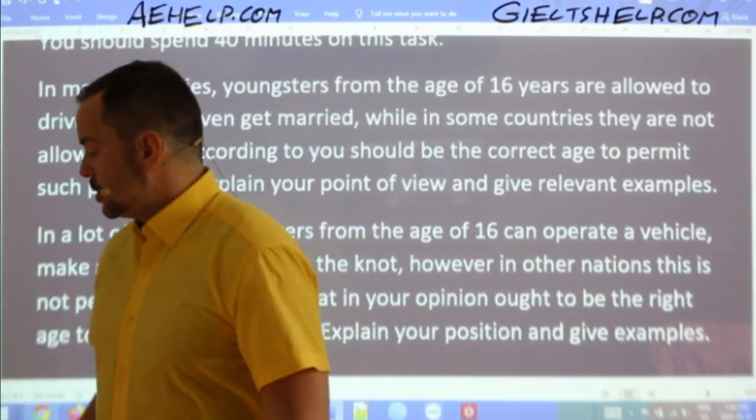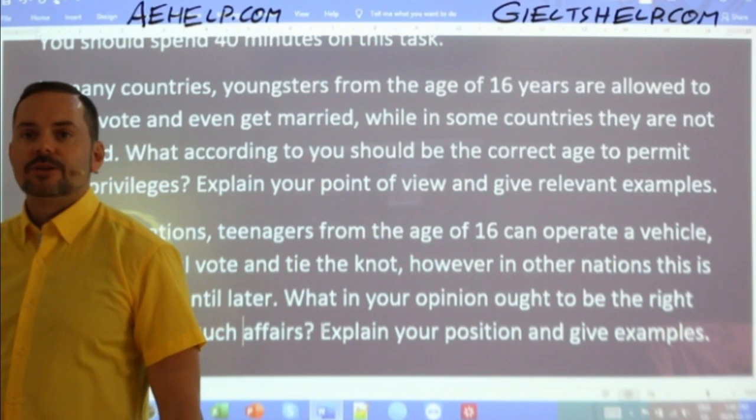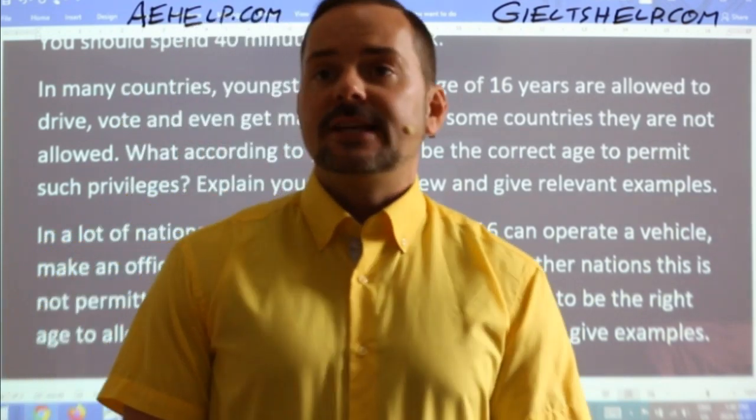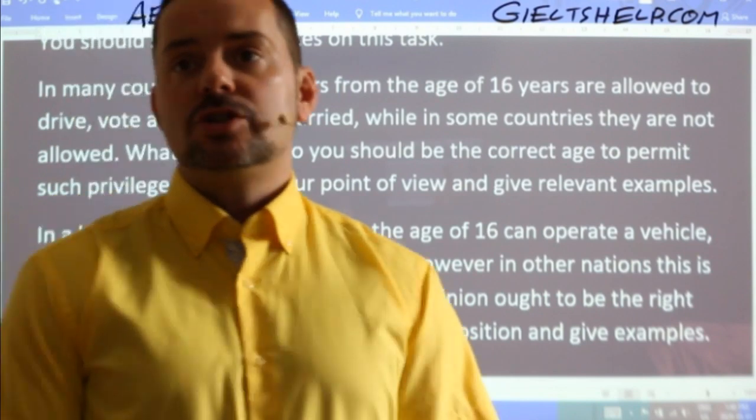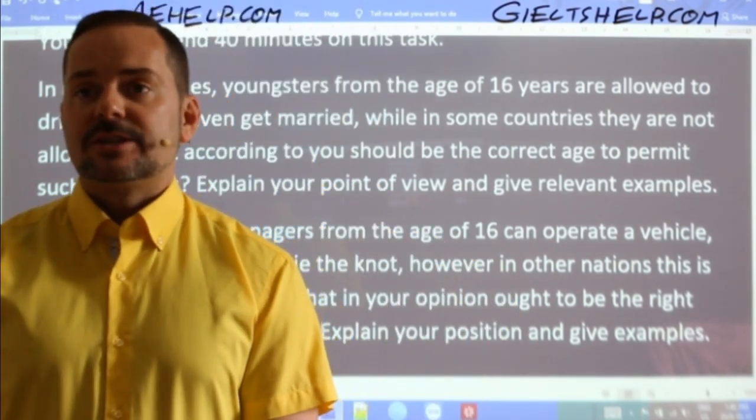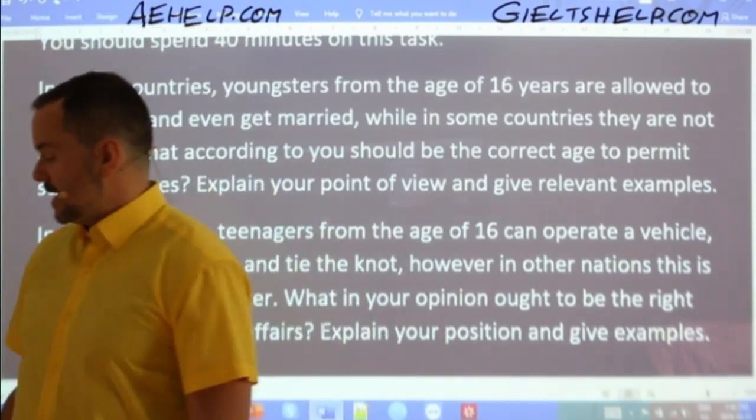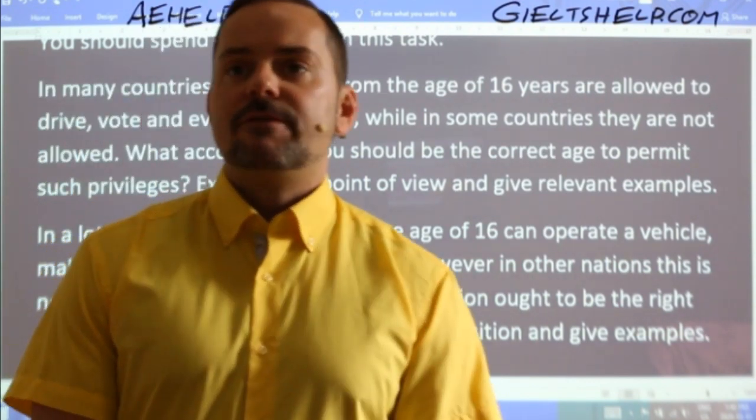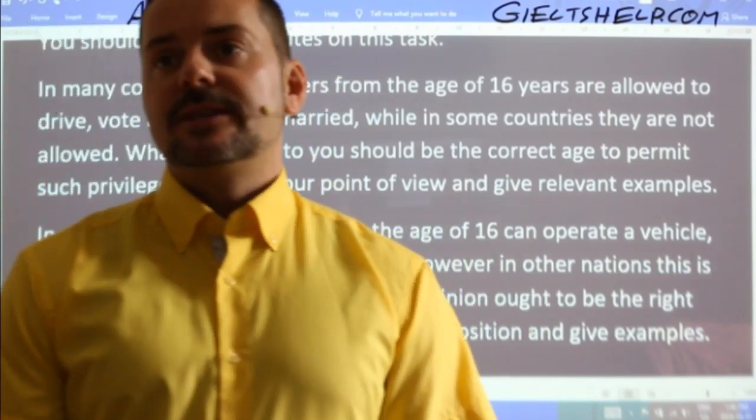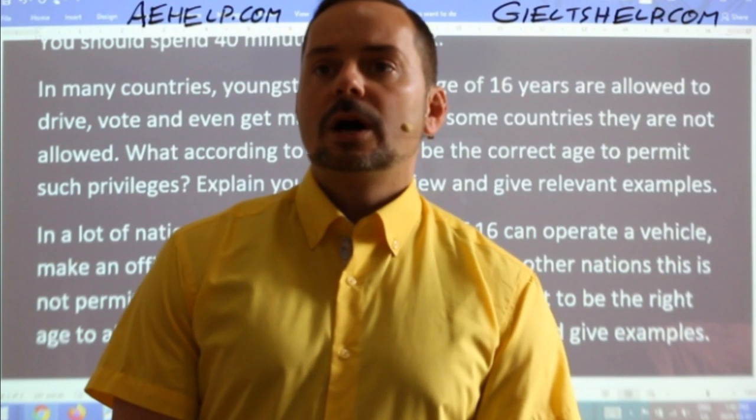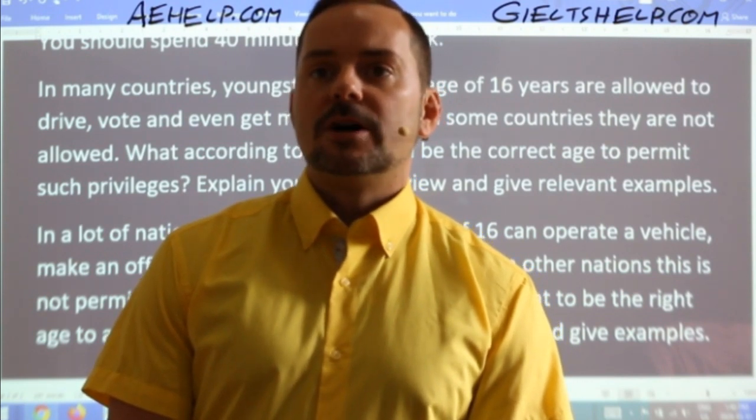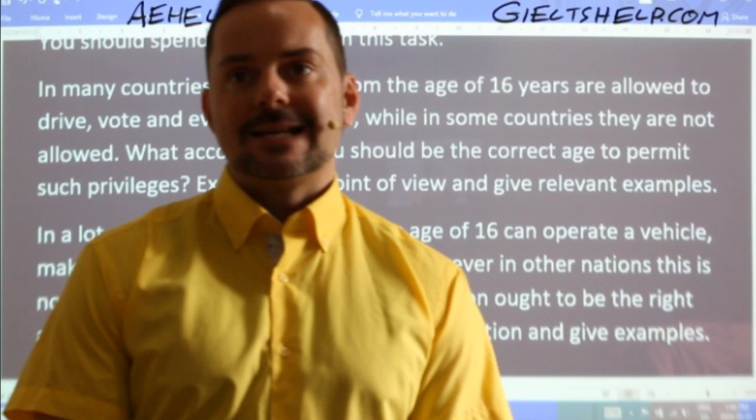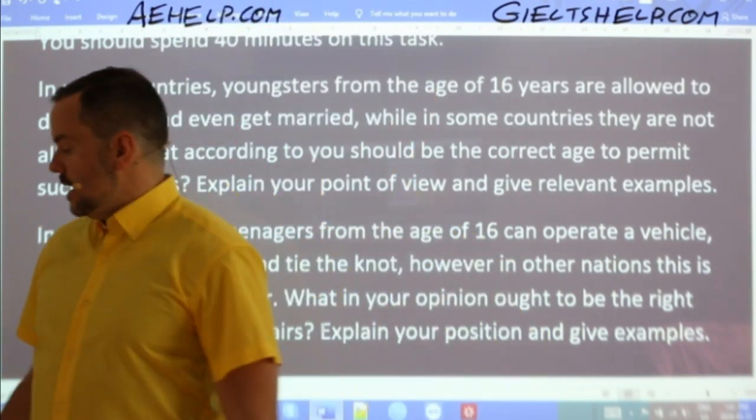Okay. Roshni says, in most countries, higher authorities allow marriage and driving and voting for teenagers, although some countries do not. What is your opinion? When is it the best to have these privileges? Good, Roshni. Little correction in the end. Abhishek. In many countries, children from the age of 16 are allowed to drive, vote, and even get married, while in a few countries they may not be allowed. What in keeping you must be the proper age to permit such privileges? Abhishek, correct your second comment. It doesn't really make sense. First ones are okay.